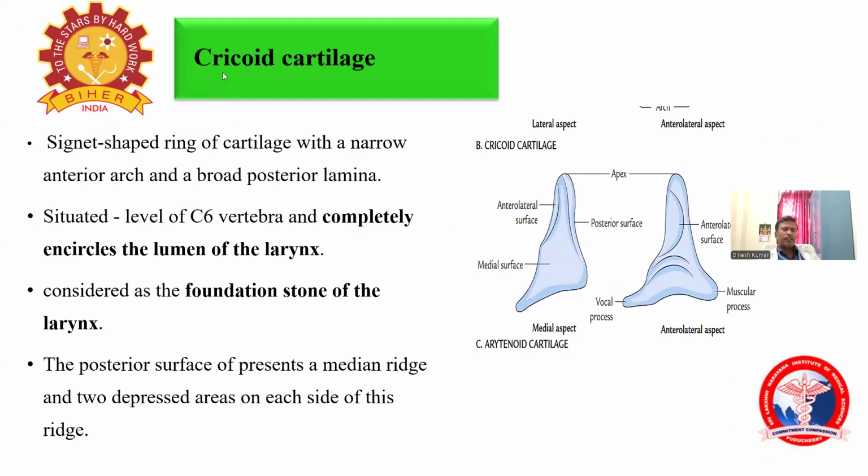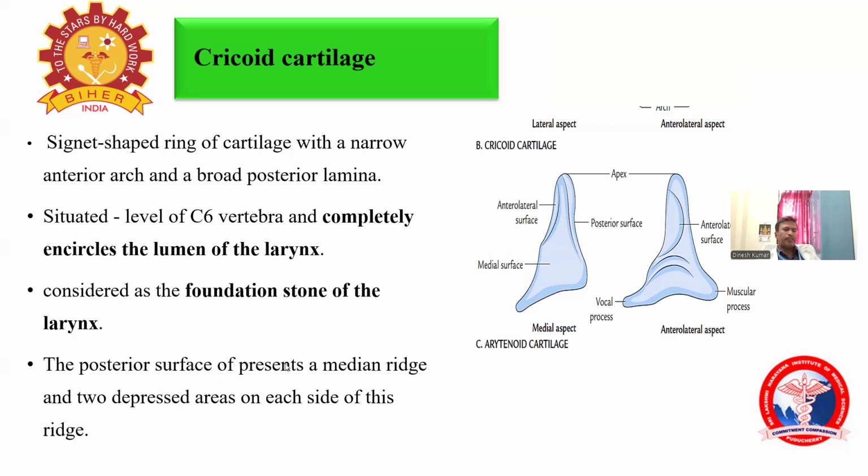The second unpaired cartilage is the cricoid cartilage. It is a signet-shaped ring of cartilage with a narrow anterior arch and a broad posterior arch. So this cricoid cartilage is formed anteriorly by the narrow part and posteriorly by the broad part, at the level of the C6 vertebra, and completely encircles the lumen of the larynx. So it is considered the foundation stone of the larynx.